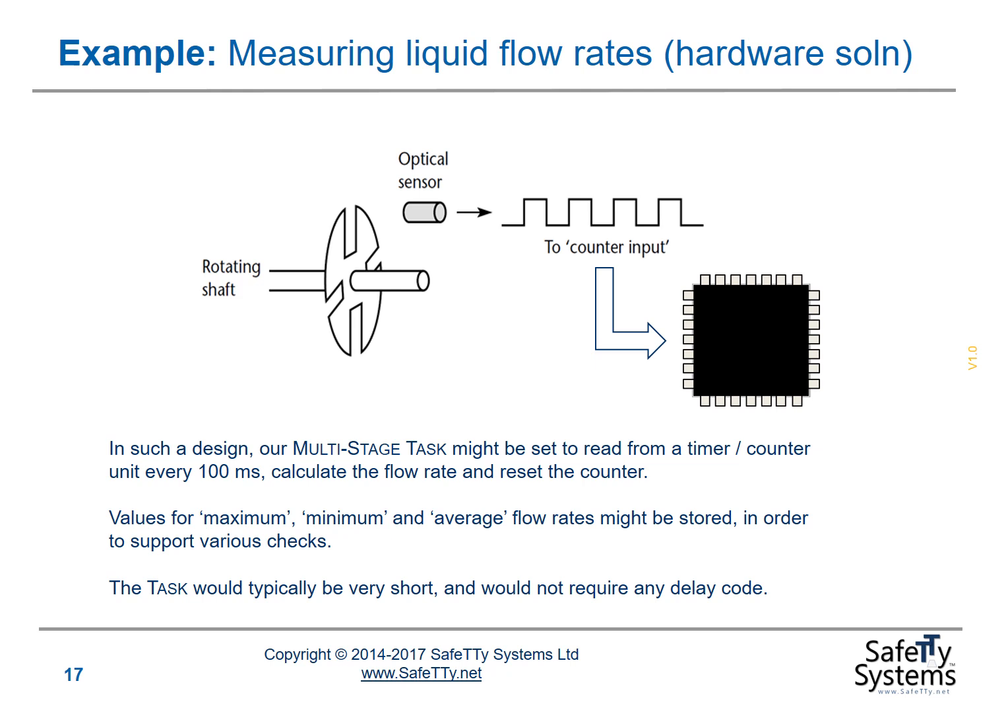An alternative to using simple software polling is to use a timer counter unit as part of the microcontroller. So here we might have a multi-stage task again that's set to read from the timer counter hardware perhaps every 100 milliseconds. So in this case, we're taking our pulse input, feeding it into a timer counter unit in our microcontroller. We have no CPU load from this. We effectively have parallel processing.